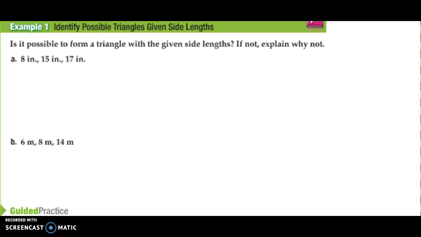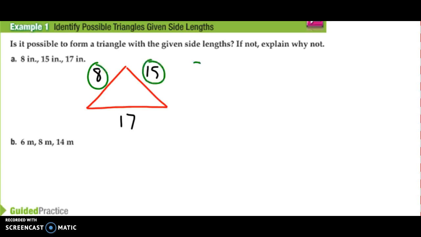It says, is it possible to form a triangle with the given side lengths? If not, explain why. So I'm going to draw a triangle real quick. Now this is probably not drawn to scale, but say this side is 8, this side is 15, and the longest side is 17. So what our triangle inequality says is that 8 plus 15 should be greater than 17. Well, 8 plus 15 is 23, and that's greater than 17.